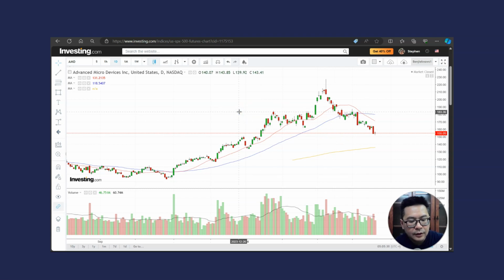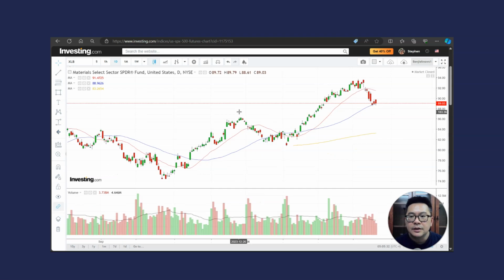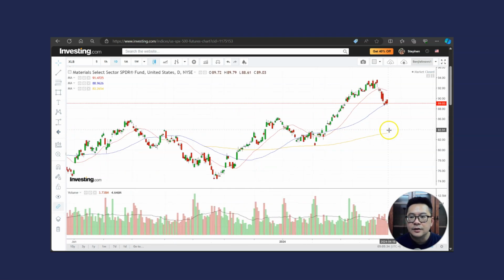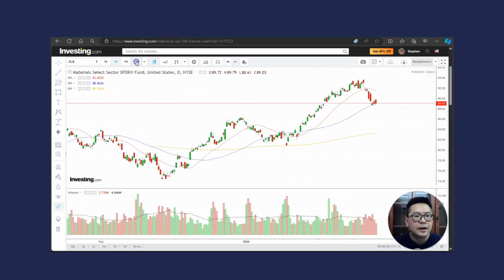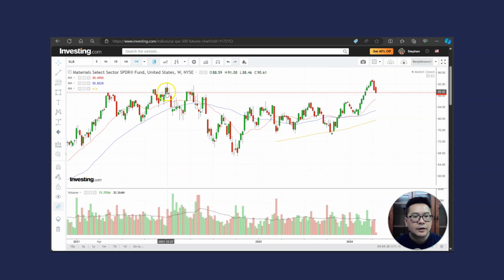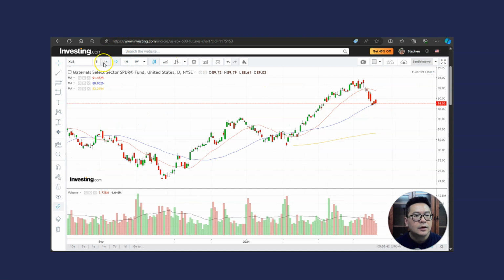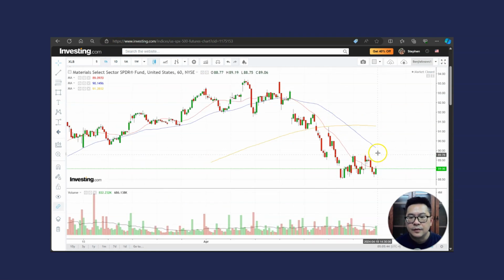And if we look at basic materials, it's trying to find support at the 50 MA. There is quite a lot of weekly support here, which is why it's stopping it from dropping. So in the 60-minute chart, if we can go back above the 50 MA, form consolidation here, we might see it going back up.